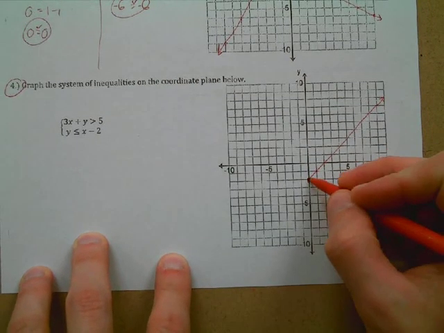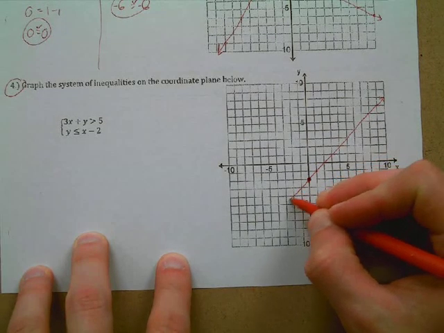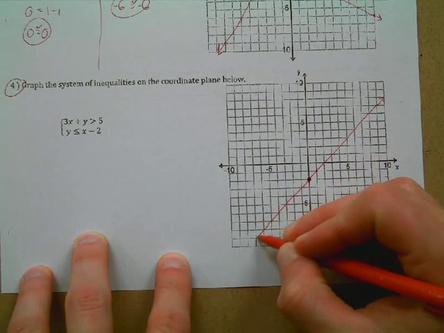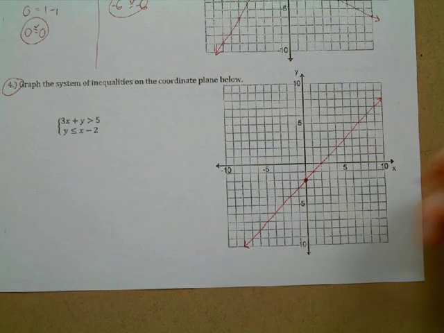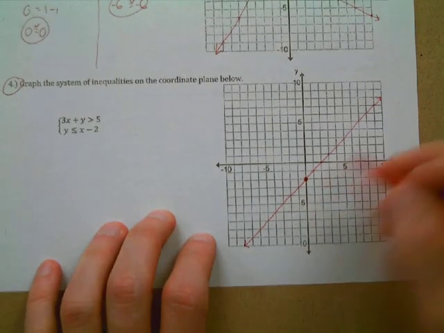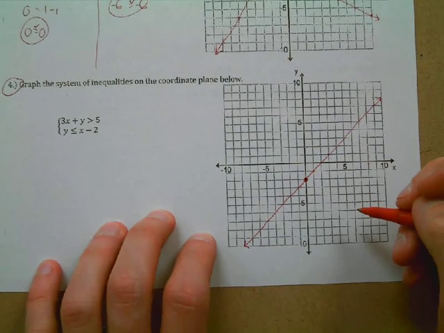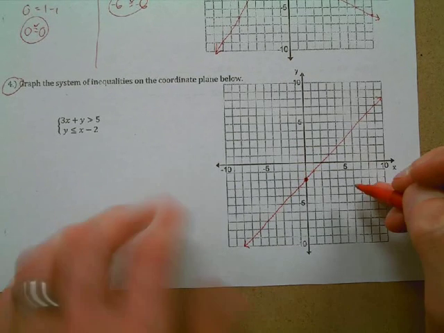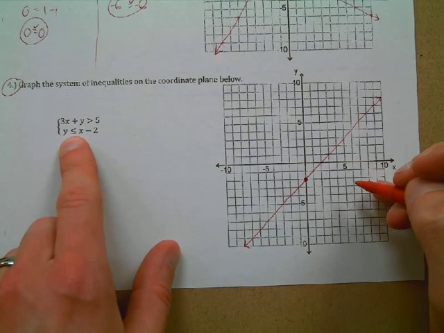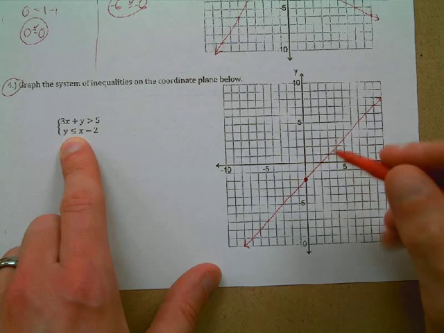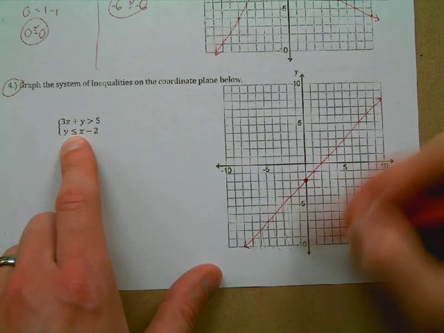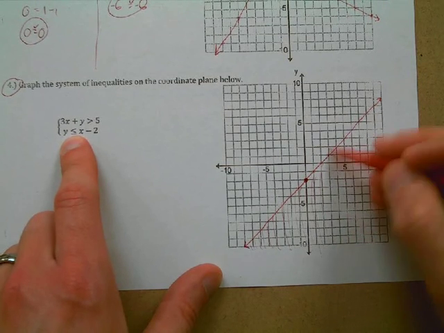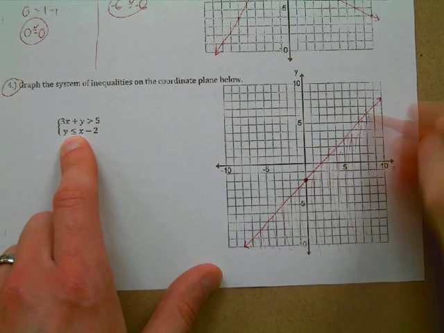So, Aaron, this is solid. Anyway, there's our borderline. And so are we shading above or below here? Anybody? Below because of the less than symbol. So I'm going to lightly shade here. I'm going to do it lightly because I've got to see where they're going to overlap eventually. So I'm going to do it very lightly so I can see where they overlap.